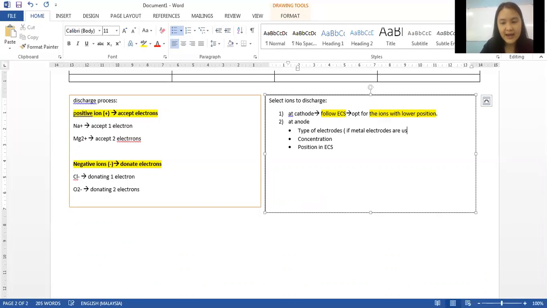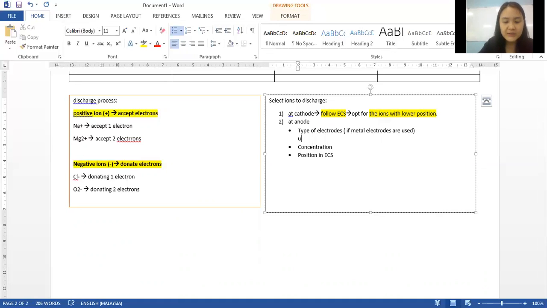So most of the time when we carry out electrolysis, we will use inert electrodes. Inert electrodes means those made of carbon, graphite. Those inert electrodes are not going to interfere with your electrolysis process. But certain times we might use electrodes made of metal, for example, copper electrodes, silver electrodes. If you use metal electrodes, your choice at anode will be based on this factor.